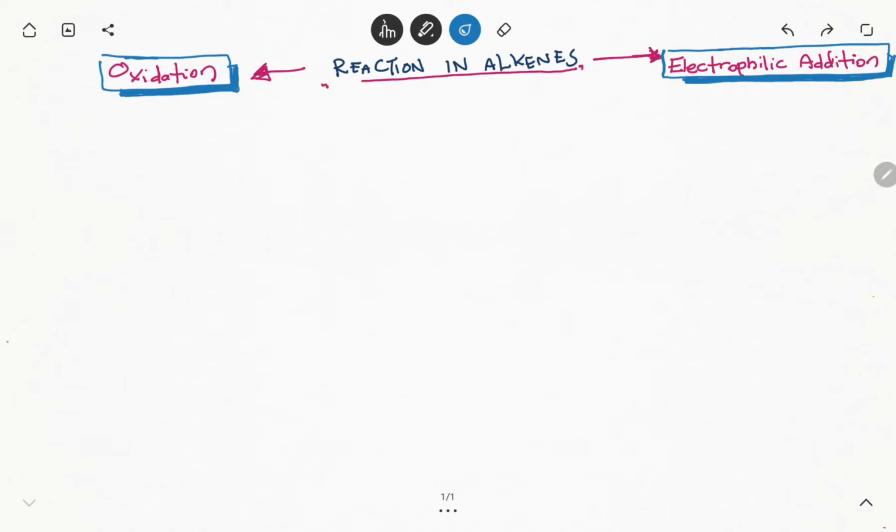In this video, I'm going to summarize all the reactions that you need to know in alkenes. They are divided into two types. The first one is electrophilic addition and the second one is oxidation. There are some reactions in alkenes that are classified as electrophilic addition. Let's take 2-methylpropene as an example. This is carbon number 1, number 2 and number 3. We have one methyl group attached at carbon number 2.